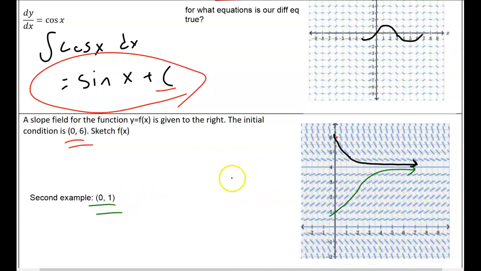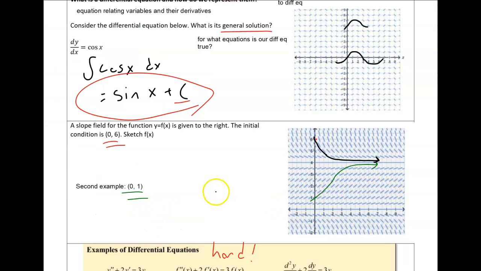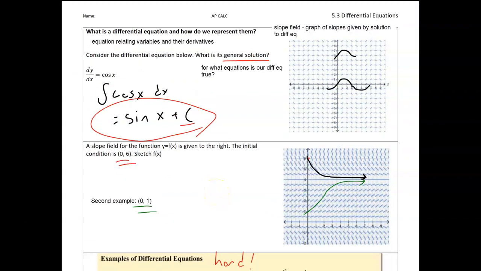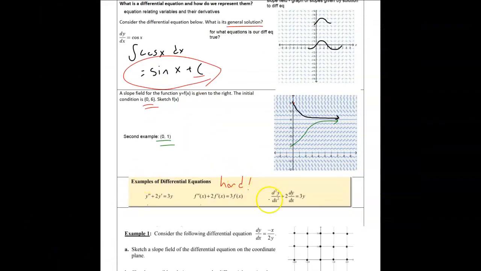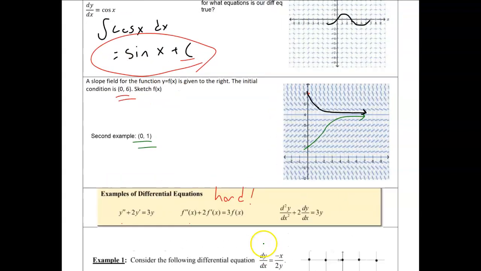What that means is if I took this differential equation that I don't know, solved it, and plugged in that point, I would get this curve. We're going to do an example of that on the back of the notes here. Okay, so now let's say I gave you a harder differential equation and asked you to start to solve it, and you weren't sure how. One way you might start to investigate this problem is by drawing this slope field.